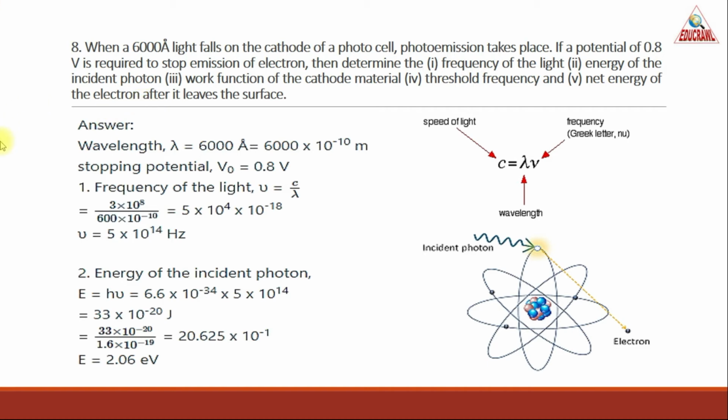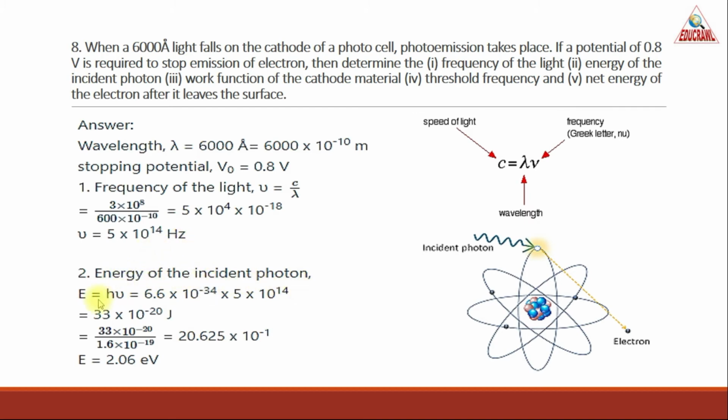So first we will start with the given data. Wavelength is given as lambda is equal to 6000 Armstrong, which is equal to 6000 into 10 power minus 10 meter. The stopping potential V0 is given as 0.8 volt. First we will find the frequency. Frequency mu is equal to C by lambda. C value you know, lambda value is given in the data. Substituting, we get 3 into 10 power 8 divided by 6000 into 10 power minus 10. Simplifying, we get the frequency of the light as 5 into 10 power 14 Hertz.